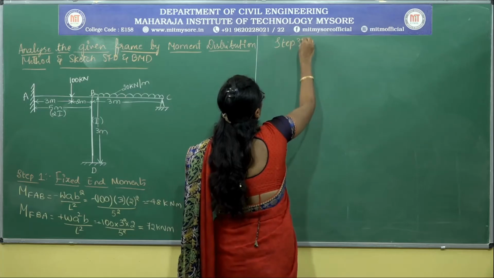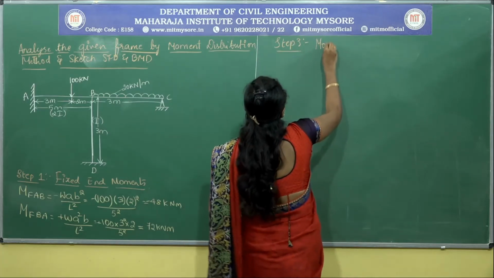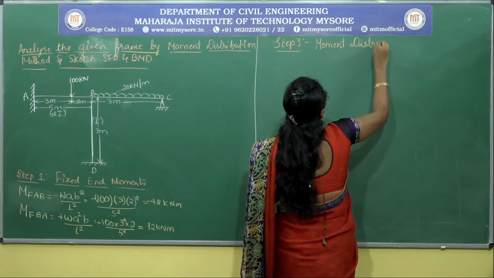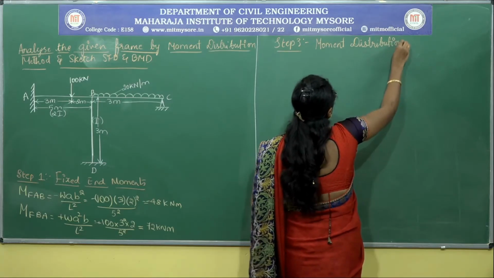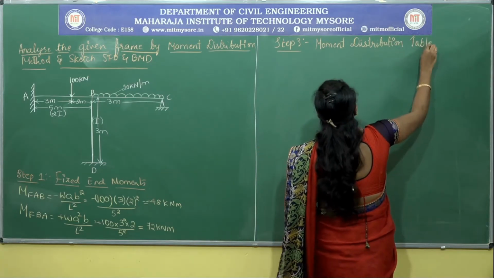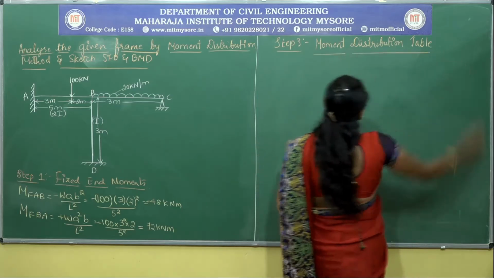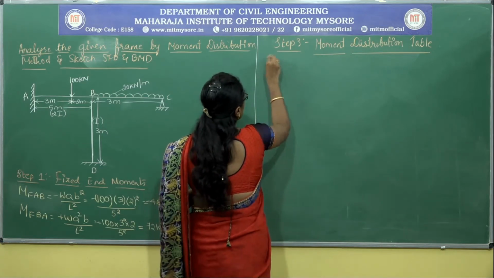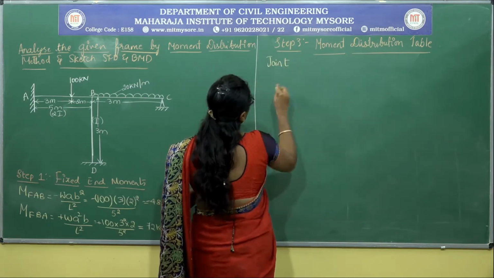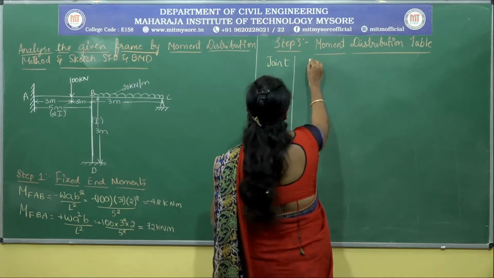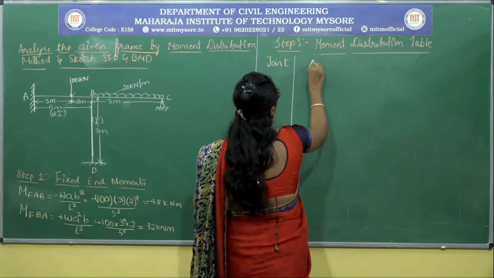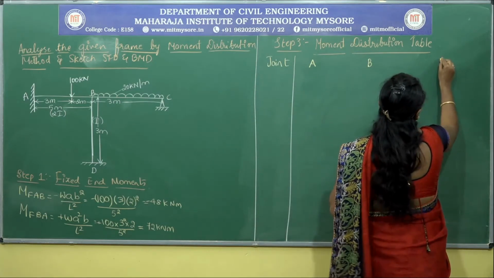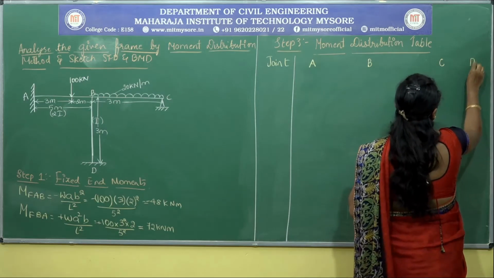Step 3, moment distribution table. For this, consider joint. So here we have 4 joints, which is A, B, C and D.